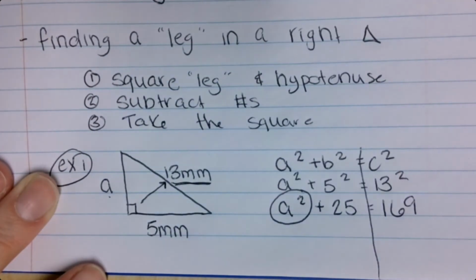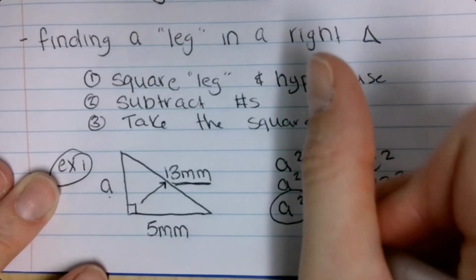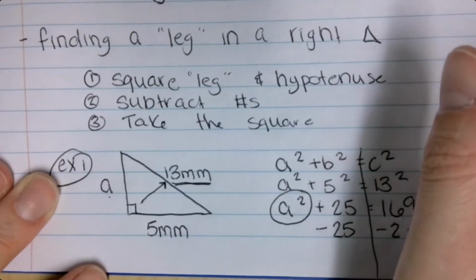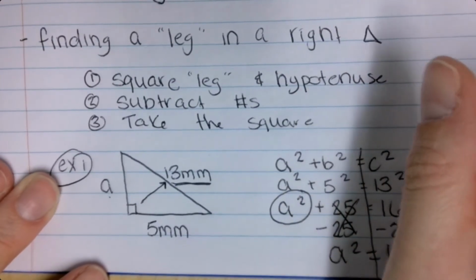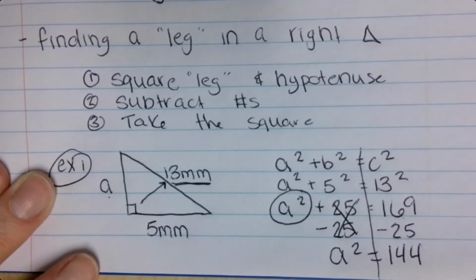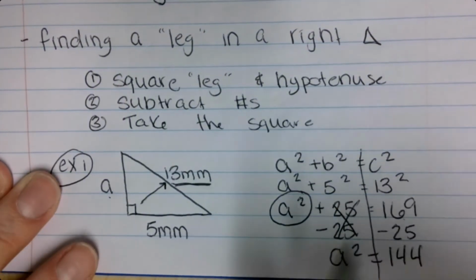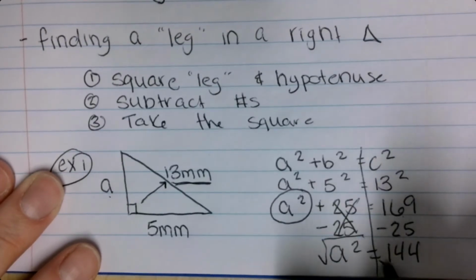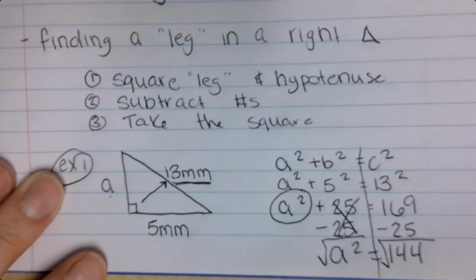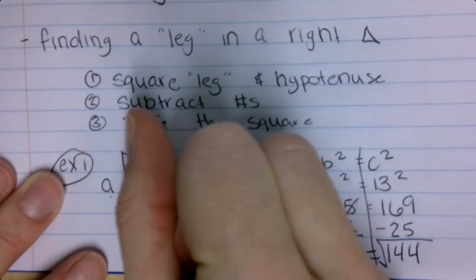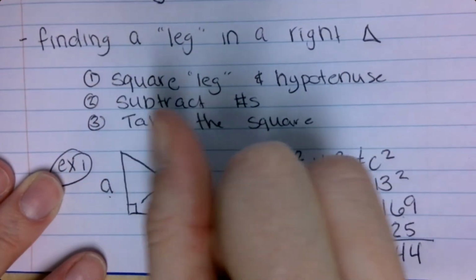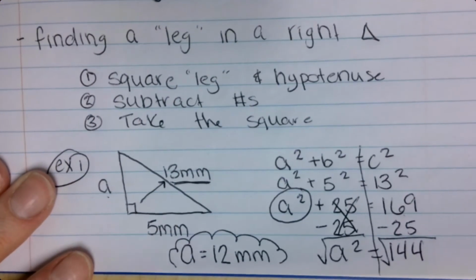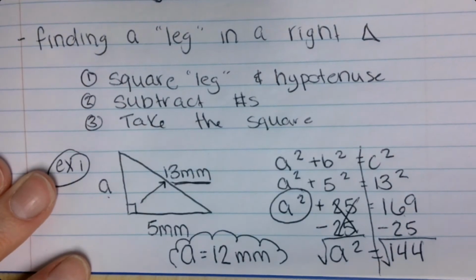And think about how we solved. So we're going to subtract these two. I'm subtracting 25 from both sides. That leaves me with A squared equals 144. Again, just using a calculator, not that deep. Then we are going to take the square root of both sides. And when we do that, we will get that A equals 12, and this would be millimeters. A equals 12 millimeters. That's all you're doing.